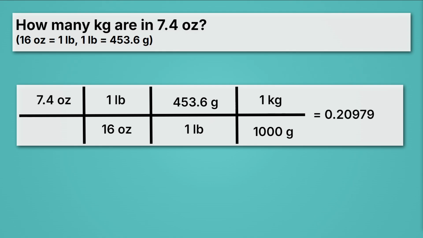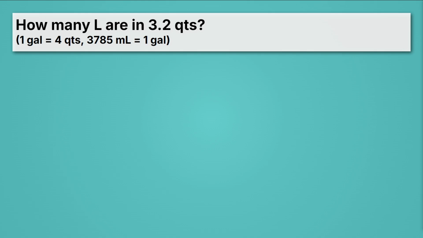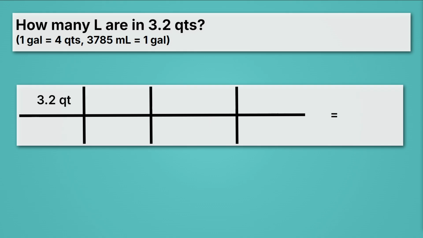If you do that, you'll get 0.20979. 7.4 has 2 sig figs, so we would like to round to 2 sig figs, and then 9 makes that 0 round up, and we'll get 0.21. Then we'll tack on our unit, which is kilograms. All right, let's look at a similar conversion problem. Here we're asked how many liters are in 3.2 quarts. So we know we're starting with our 3.2 quarts, and we want to take that all the way to liters.